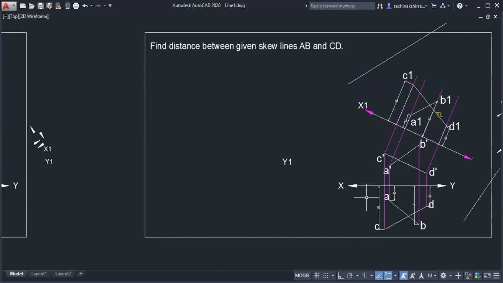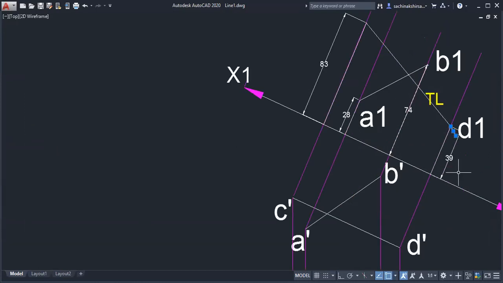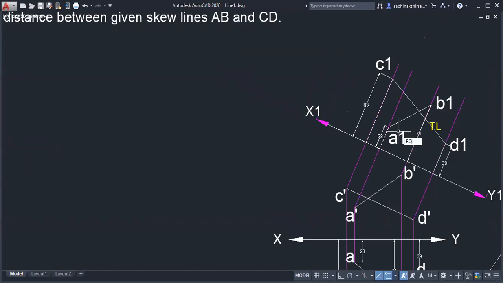Which line am I going to draw right now? X2 Y2. X2 Y2 I am going to draw, which will be perpendicular to C1 D1. So I draw X2 Y2 perpendicular to C1 D1, in this way.